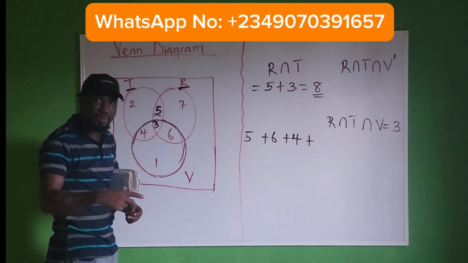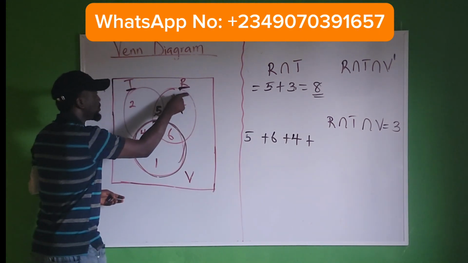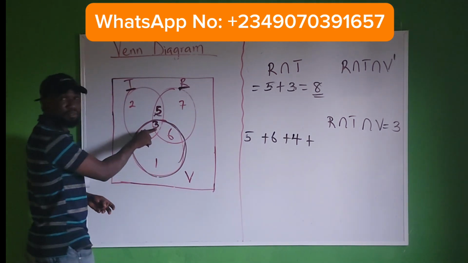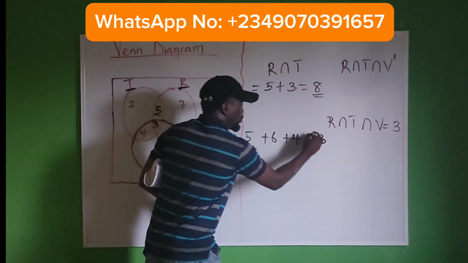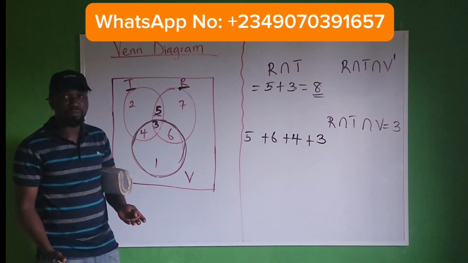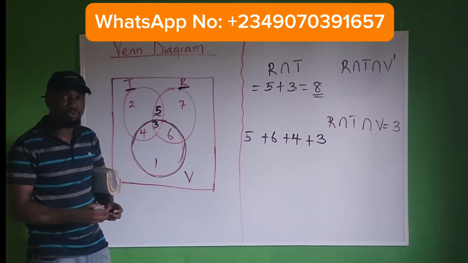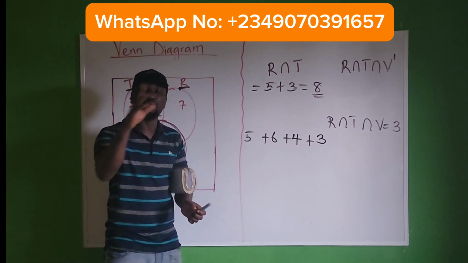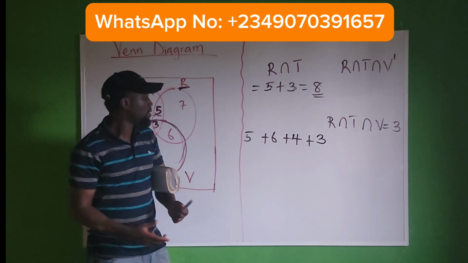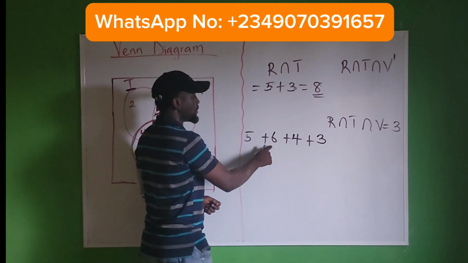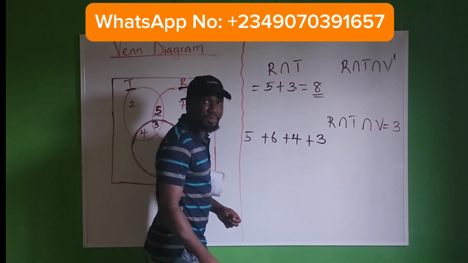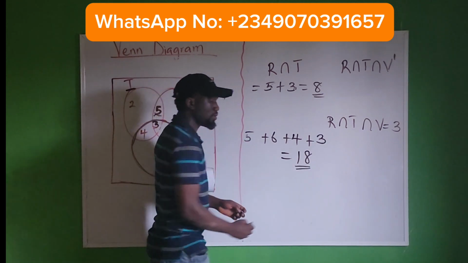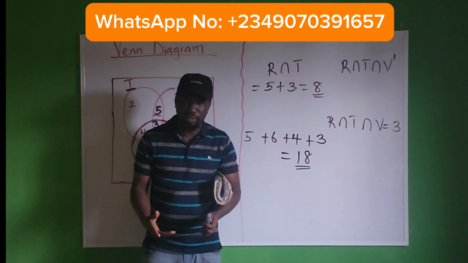So what's the next one now for 3? Radio intersection television intersection video, and that is 3. So plus 3. Do we have for 4? No. So those that sold 2 items and those that sold the whole items. So that is 5 plus 6, 11, 11 plus 4, that's 15, 15 plus 3, that is 18. I hope you understand. Alright.